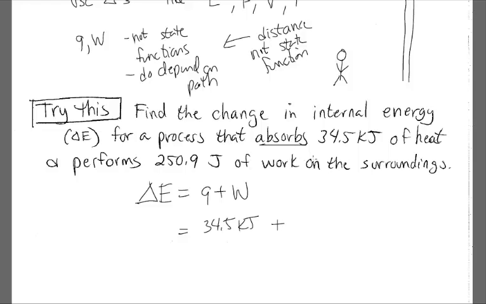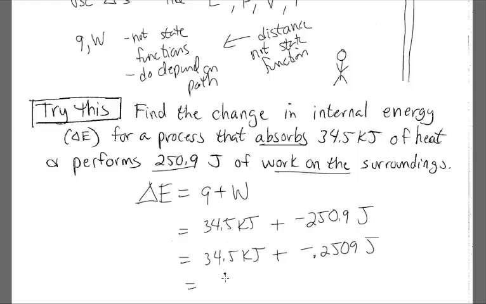Now the work term. Work is defined as positive when work is done on the system. But in this case, the system is performing work on the surroundings, so the work is going to be negative. We're going to need to put a negative on this number, so we'll do minus 250.9 joules. And notice we have kilojoules and joules, so in order to add them up, we have to convert one of them. So we will make it negative 0.2509 kilojoules, and then when we add them up, the answer is 34.2 kilojoules.